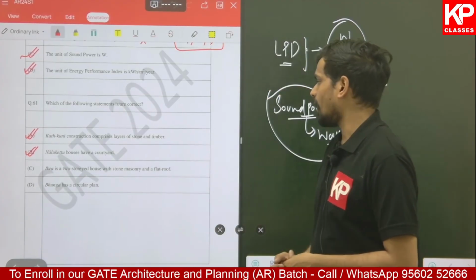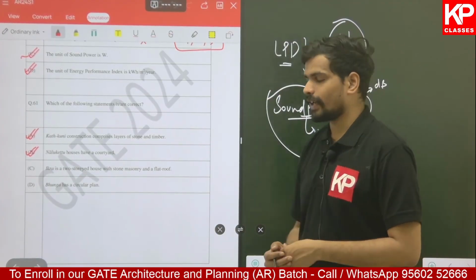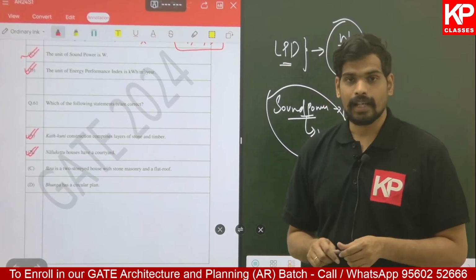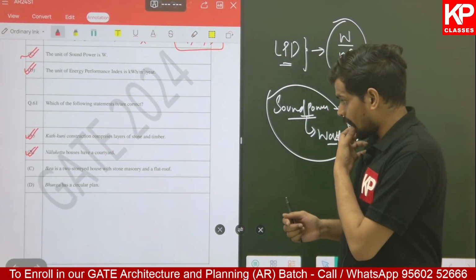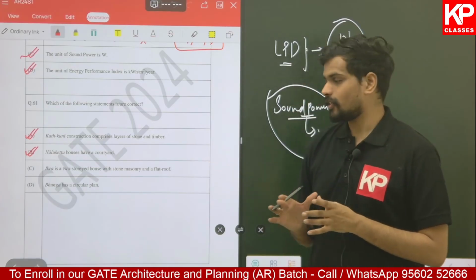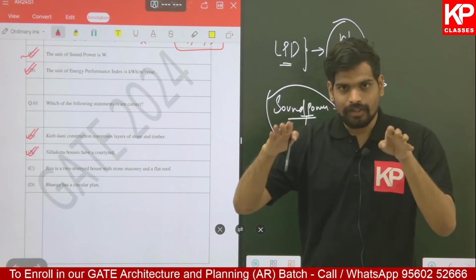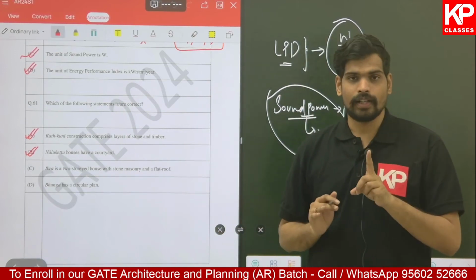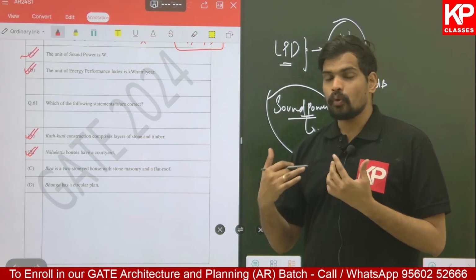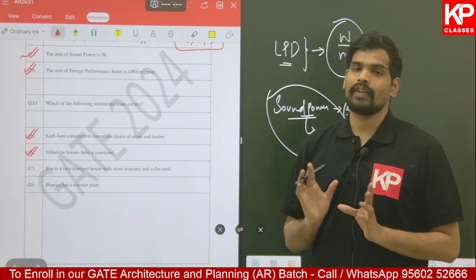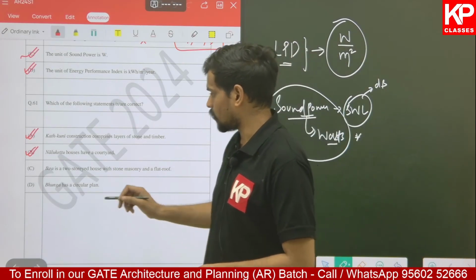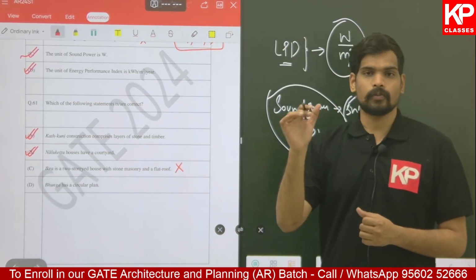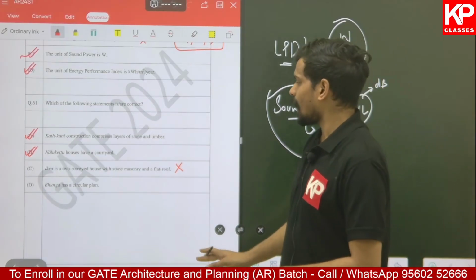Ikra is a two-storied house with stone masonry and a flat roof. Ikra is a type of vernacular architecture which is predominantly seen in the Sikkim region of India, where bamboo-based construction is used, and typically sloping roofs are seen, and Ikra houses are generally single-storied houses. They are proven to be very efficient in the earthquake resistant construction of that particular region. So two-storied houses with flat roof is not correct. It is a single-storied house with an inclined or pitched roof. So that's an incorrect statement.